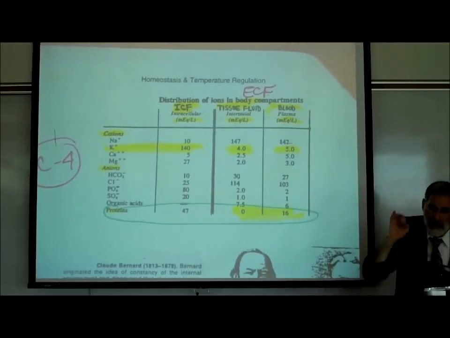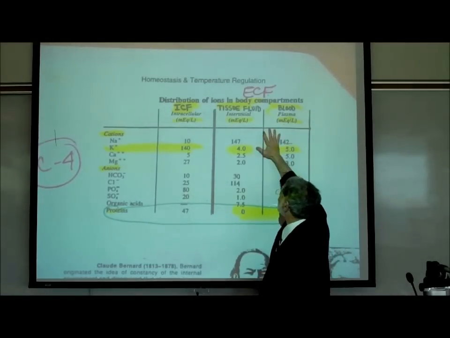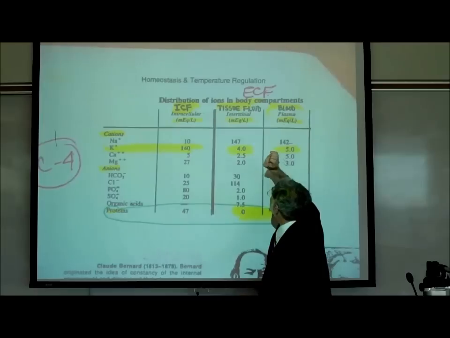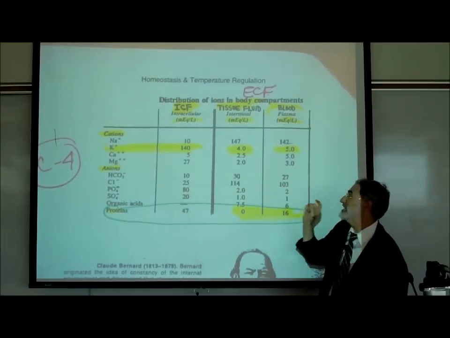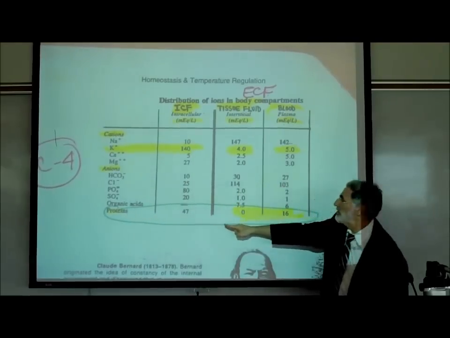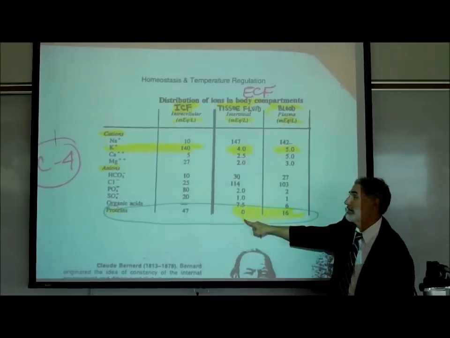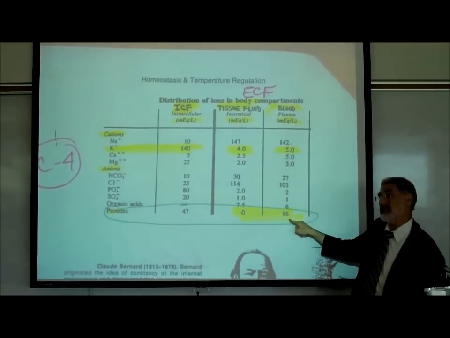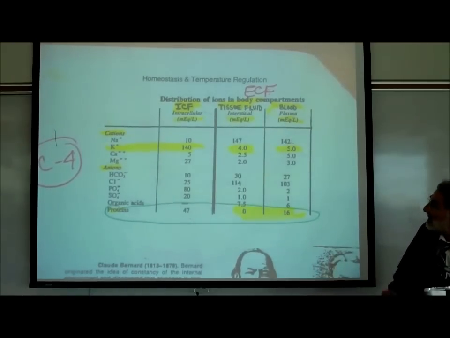There is one major difference in the electrolytes of tissue fluid and blood plasma, and that big difference is protein. You'll notice there's normally 0 protein in the tissue fluid, but there is a sizable amount of protein in blood plasma. Now, in fact, let's go back to C2. Back on page C2.